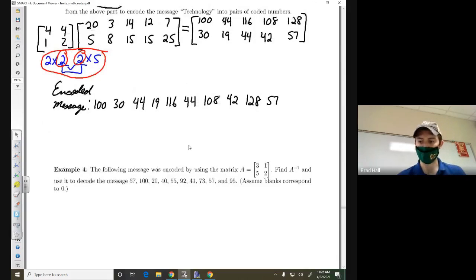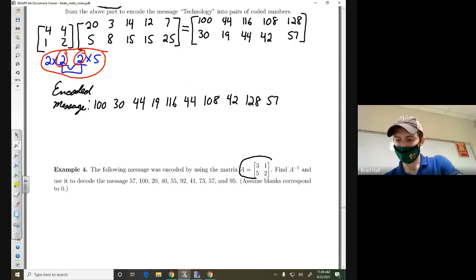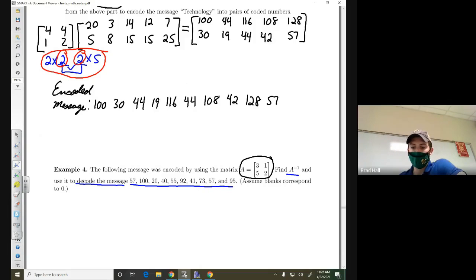So example 4, they give us an encoding matrix A. And they tell us to find A inverse. So there's actually two parts of this problem. And then with the inverse, decode the message, and they give us a collection of numbers here. So notice how they're saying with A inverse, use that to decode. You always use the inverse to decode every time. So they want us to find A inverse first.